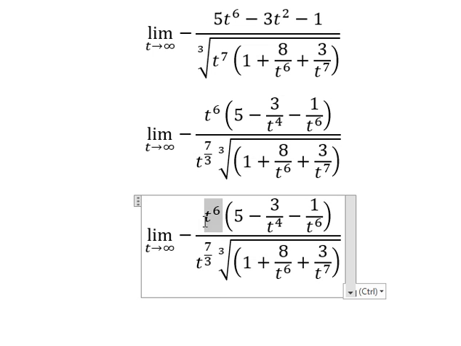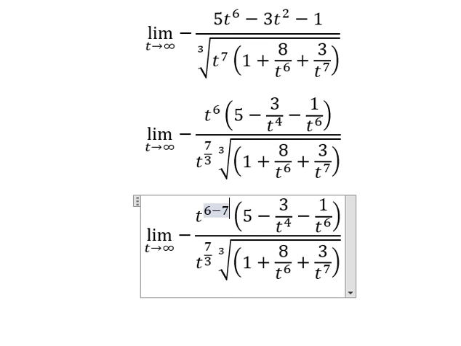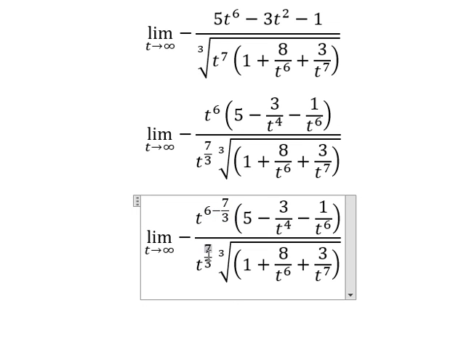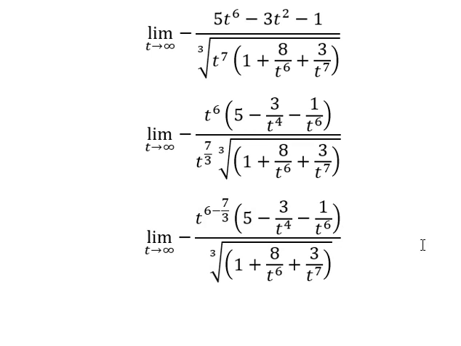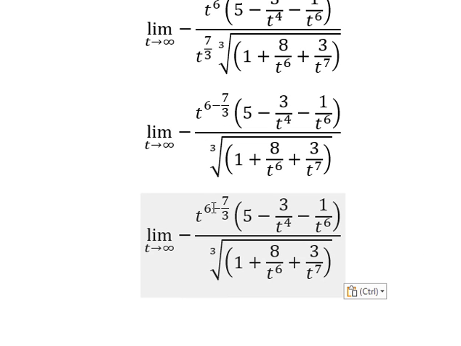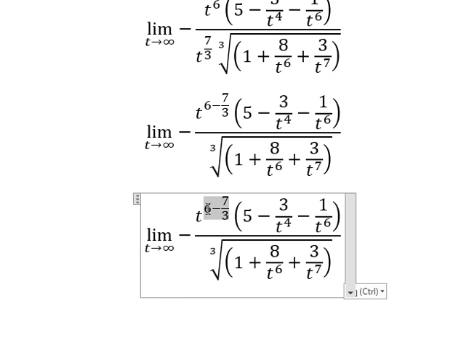Now, this one divided by this one. So we have t to the power of number 6 minus 7 over 3. So this one we will have about 11 over 3.